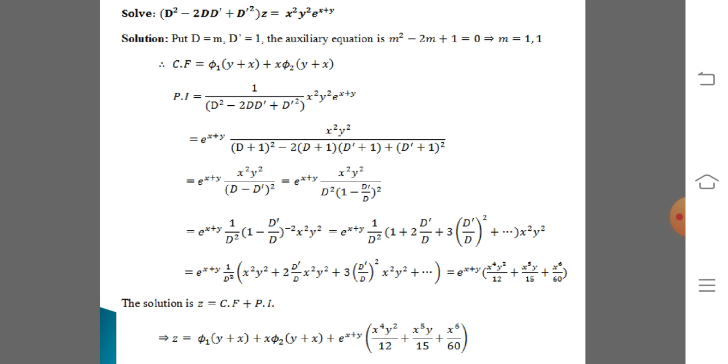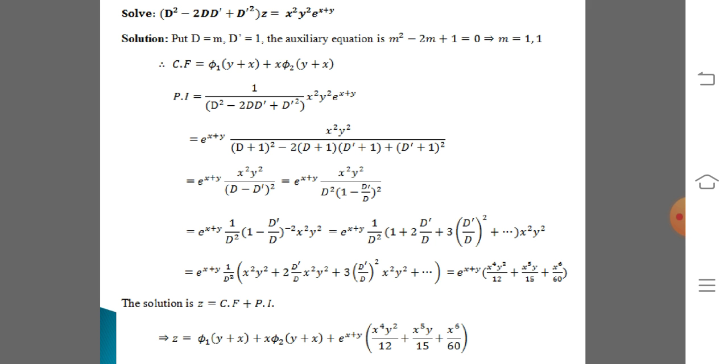So, here the values of m and n in x power m into y power n are the same. Therefore, you can take either D or D dash outside, it will not make any difference. So, if you take D outside from the denominator, you get D into (1 minus D dash by D) whole square. The D outside the square can be written separately.